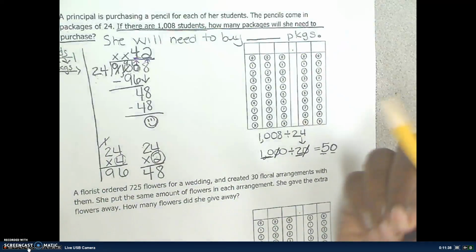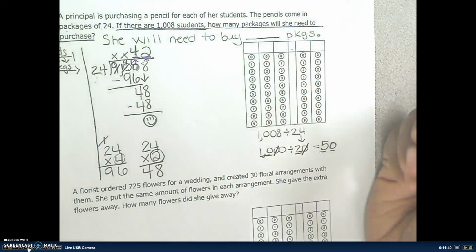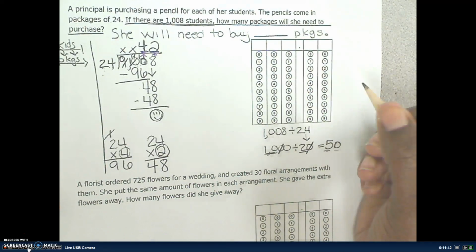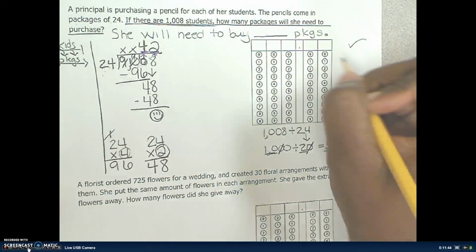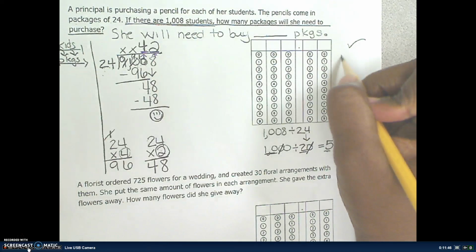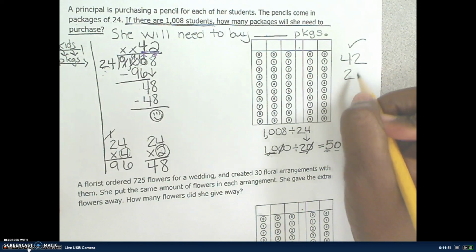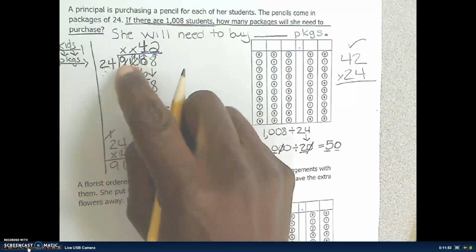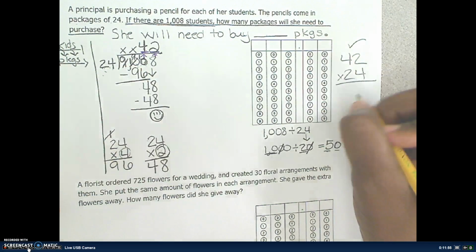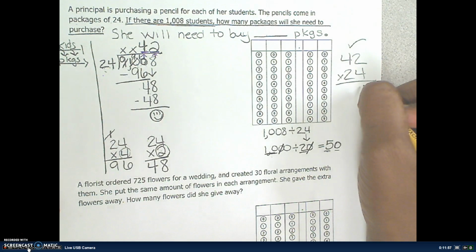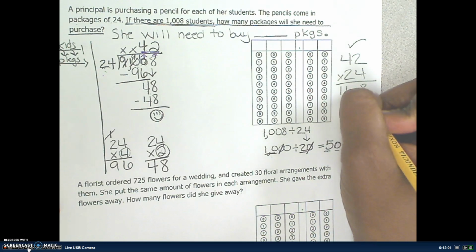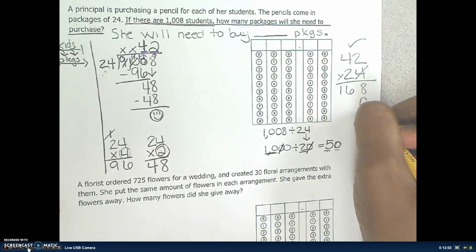But before I go ahead and fill in my blank and fill in my Griddable, I make sure I double check my work. So I'm going to do my check over here. I take my quotient, 42. I multiply times my divisor, 24. And I should get my dividend of 1,008. 4 times 2 is 8. 4 times 4 is 16. I'm finished with my ones.